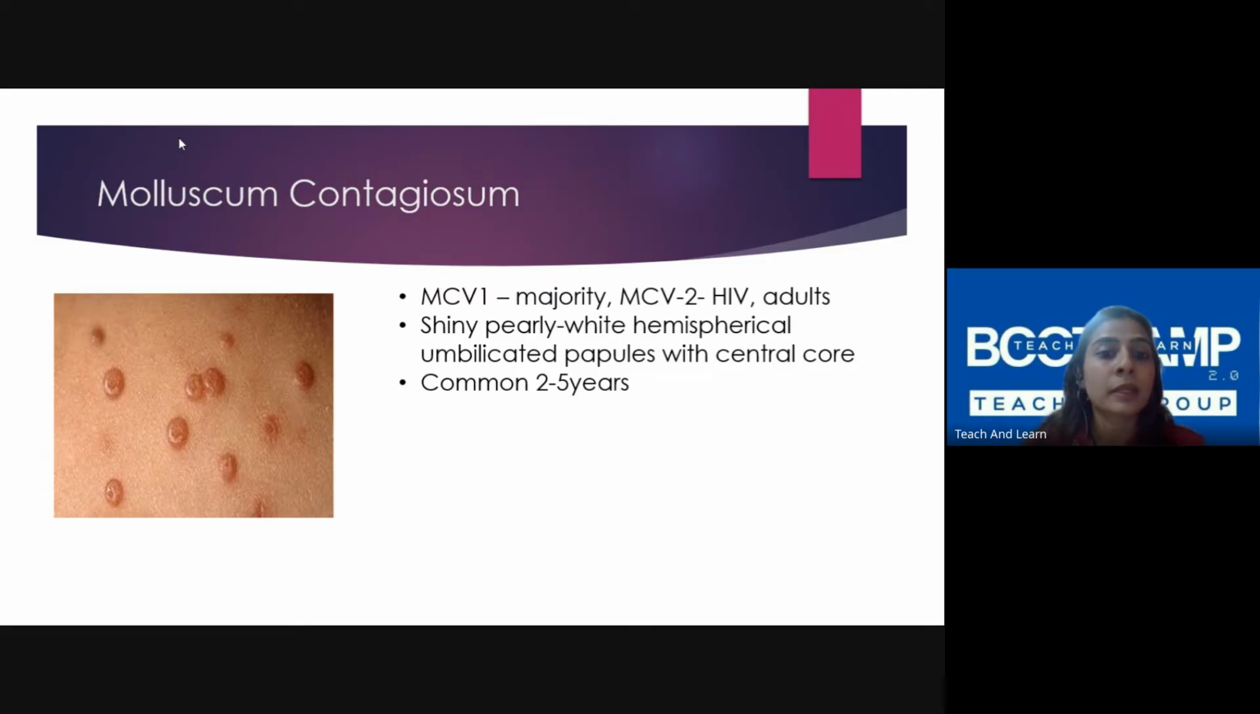Commonly seen at 2 to 5 years of age. If you're seeing it in adults, you have to suspect some sort of immunosuppression. If they're already having some sort of immunosuppression, still check if they've been evaluated properly for everything. If not, get them evaluated. Tell them how important it is for them to get evaluated.